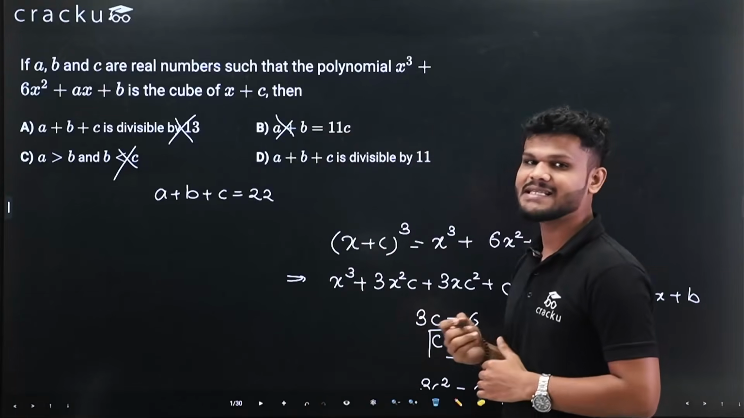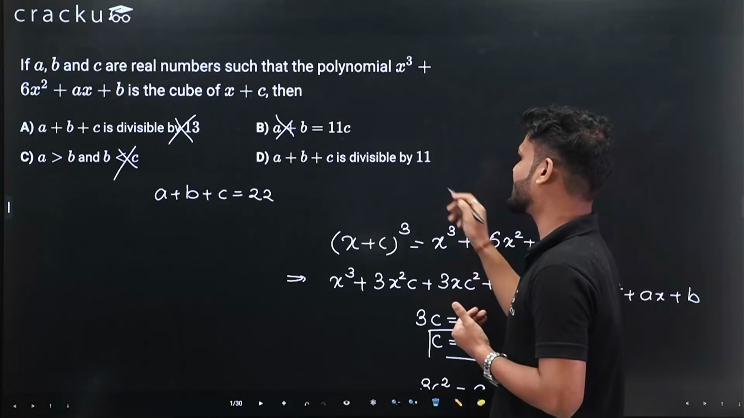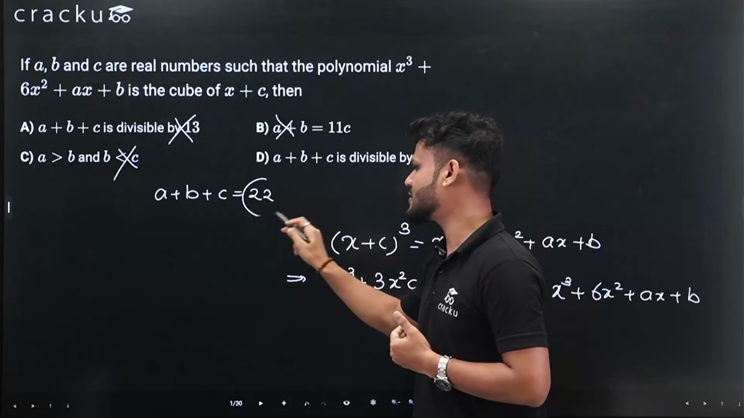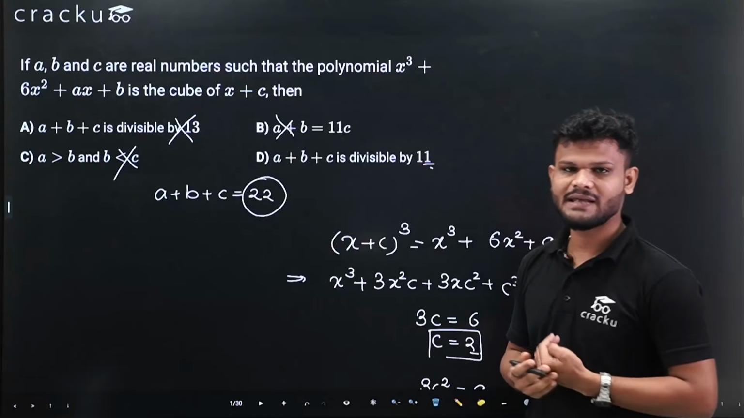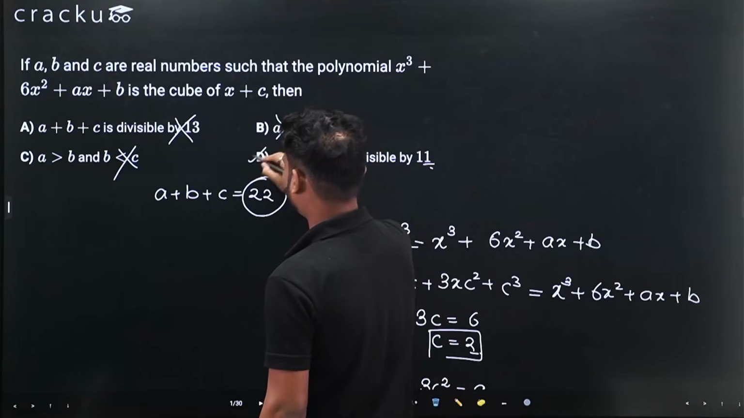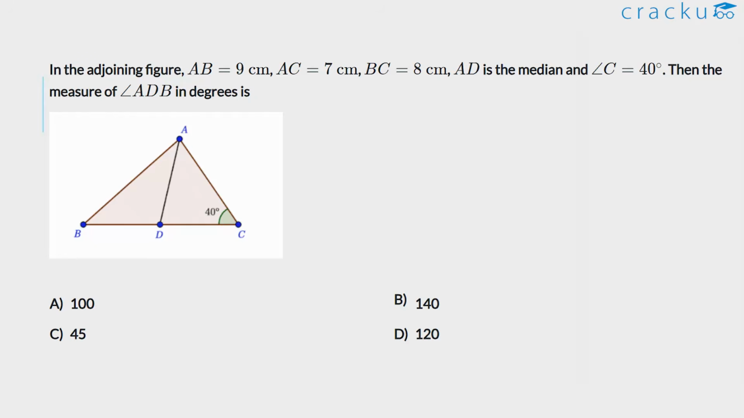Then fourth option says a plus b plus c is divisible by 11. So a plus b plus c is 22. Is 22 divisible by 11? Yes, it is divisible by 11. So option D is the correct choice.